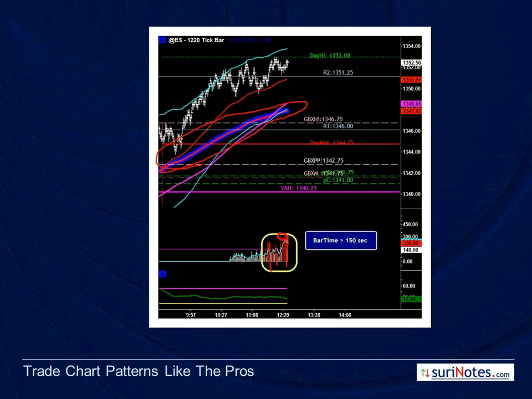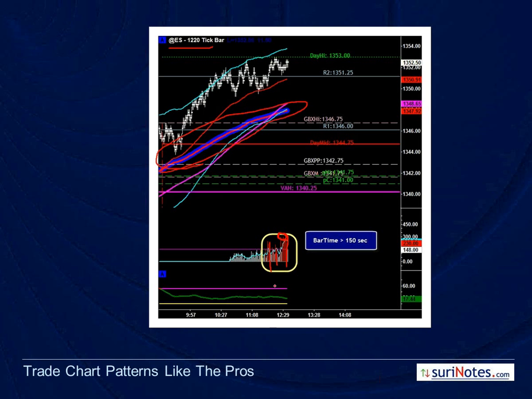So this is how I actually use it, because I trade 1220 tick charts. If you trade time charts, each bar takes a set time, so it doesn't matter. But if you trade any kind of tick charts or volume charts, this bar time helps.